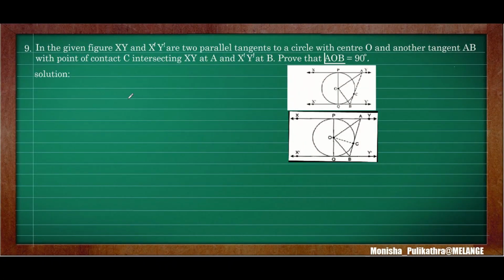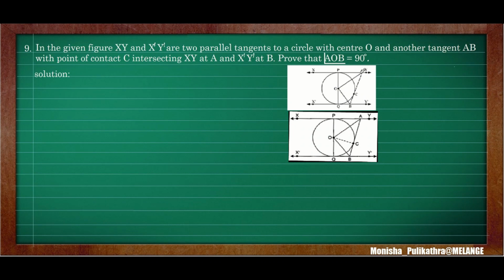The ninth question is, in the given figure, XY and X dash Y dash. Here XY is the tangent drawn to the circle. This is the original diagram. XY is the tangent and X dash Y dash is also a tangent. They are the two parallel tangents to a circle with center O, and another tangent.